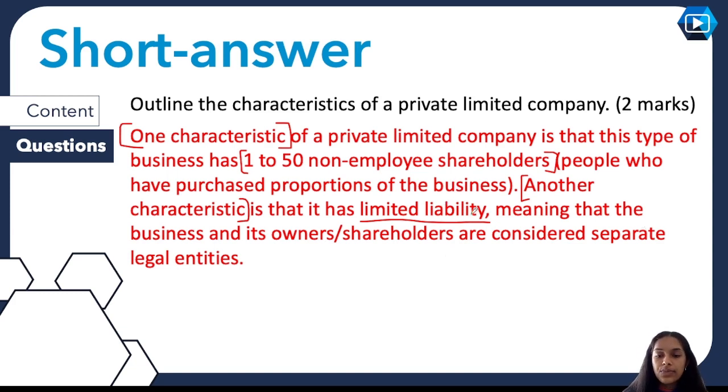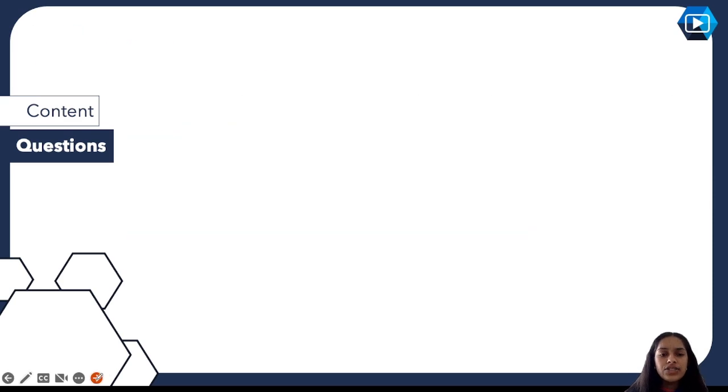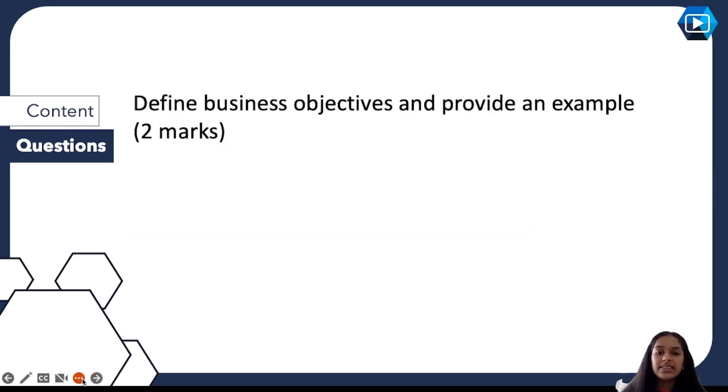But yeah, they've underlined what limited liability means, meaning that the business and its owners / shareholders are considered separate legal entities. So I'll just bracket that as well, just to make it clear what key part of that characteristic they've talked about. Awesome. So key things with short answer questions is to make note of the task words as well, because depending on the task word that you get, it influences the way you respond to the question. So let's move on to another one.